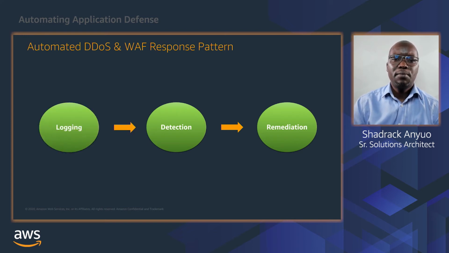Logging helps in capturing events as they happen in the form of logs, such as VPC flow logs, DNS logs, WAF logs, application load balancer access logs, or even content delivery network logs. We also have services that you can use at every step of logging, detection, and remediation. And I would like to highlight those services in the next slide.